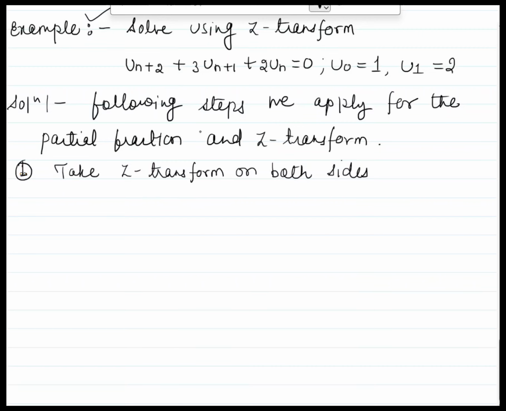First of all, take the Z transform on both sides. Suppose this is your equation 1; any equation we can call it equation 1. Take the Z transform on both sides of equation 1. This is our first step. If I am taking the Z transform, what do I have to do? I have to write Z of u_{n+2} plus 3 times Z.